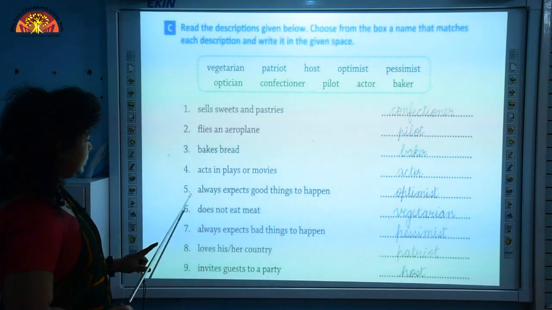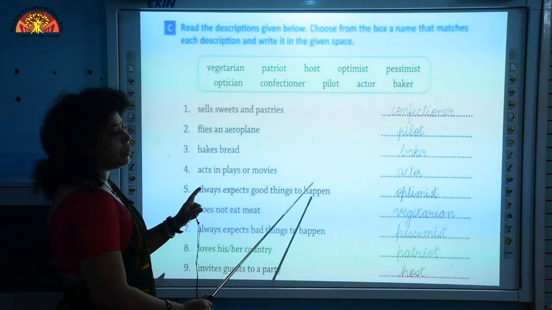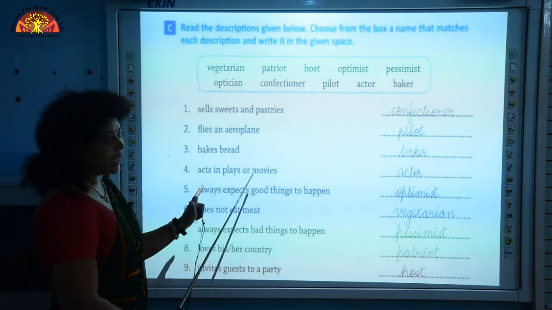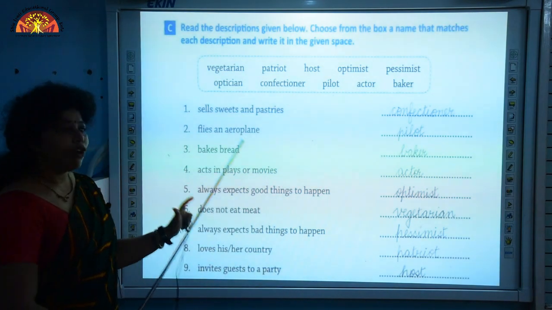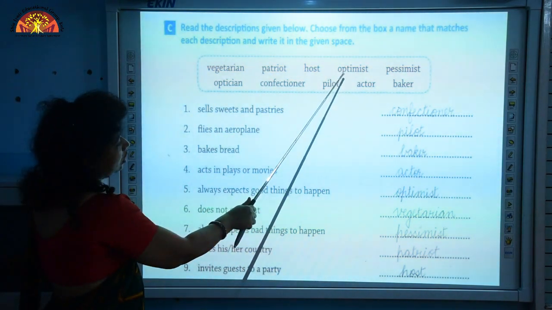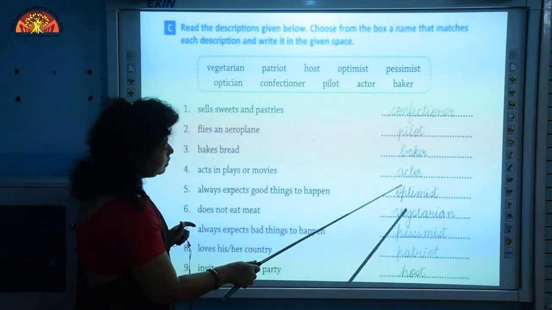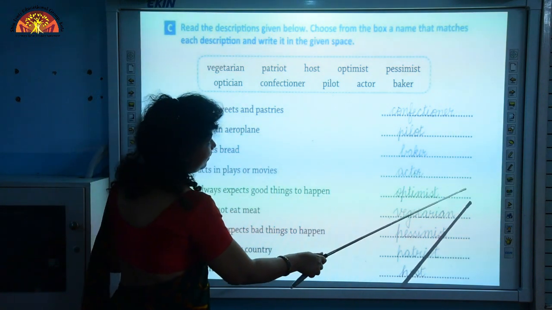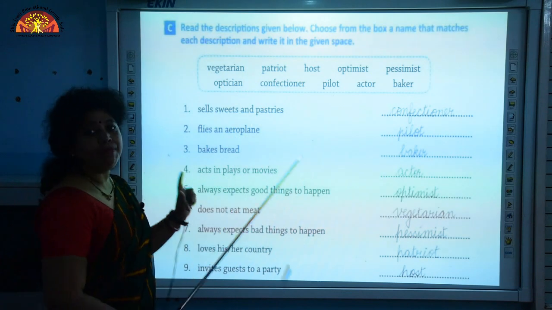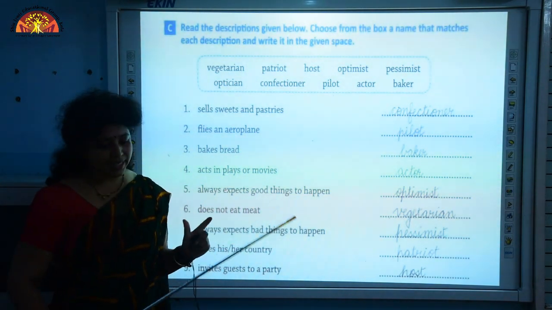Let us now come to question 5. Always expects good things to happen. What do you call a person who always expects good things to happen? You call such a person an optimist. So, I want you to write optimist in this blank space given here. I want you to do all the remaining questions in a similar way, and let us proceed to the next exercise.